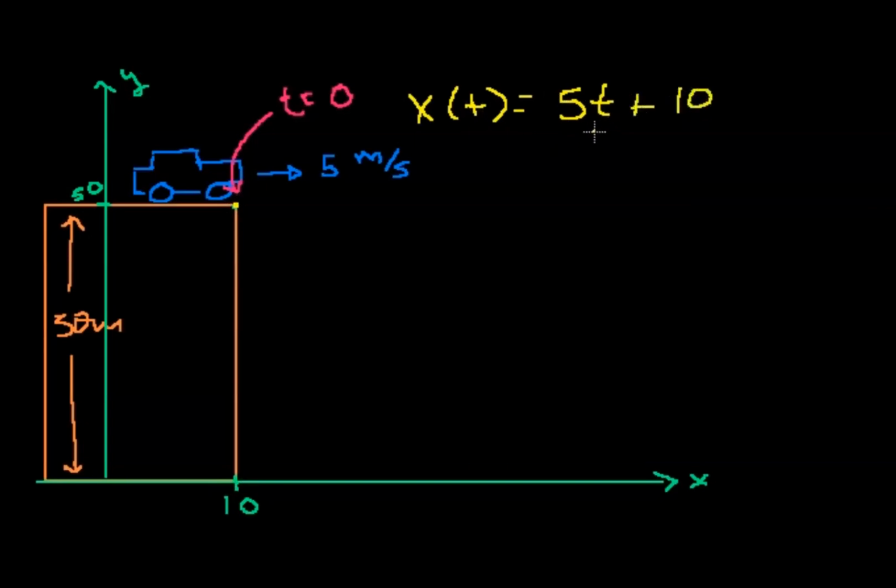And this should be a little intuitive for you, right? At time is equal to 0, this term cancels out. We're at x is equal to 10. That makes sense. At time is equal to 1, we'll be 5 meters further out, and so forth. Fair enough. That's x as a function of the parameter time.